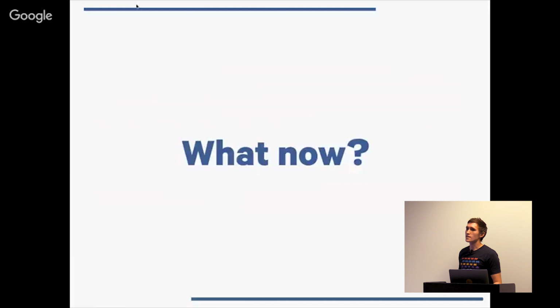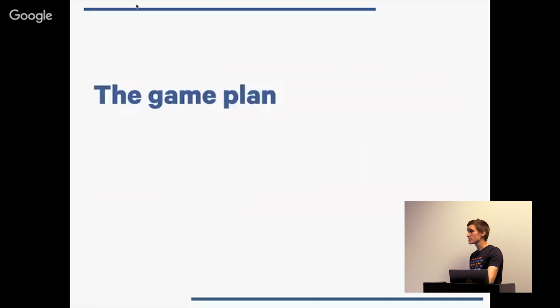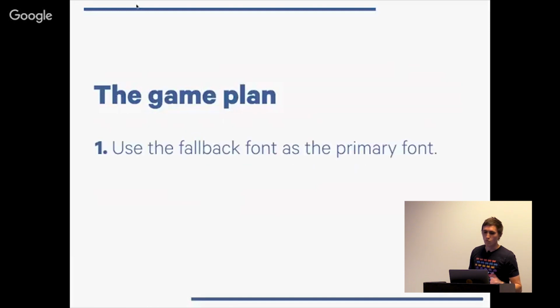But since we can't really use that in sites that use Edge, which is a massive amount of users, or IE, like what do? Do we just go back to FOIT? Oh, no. We use our good old friend, JavaScript. So this is the game plan that we have devised. One, we're actually going to use the fallback font as the primary font, which is kind of weird because it's not really the primary one, but we're going to list it first, but it's the fallback. It's kind of weird. You'll see it in a second.